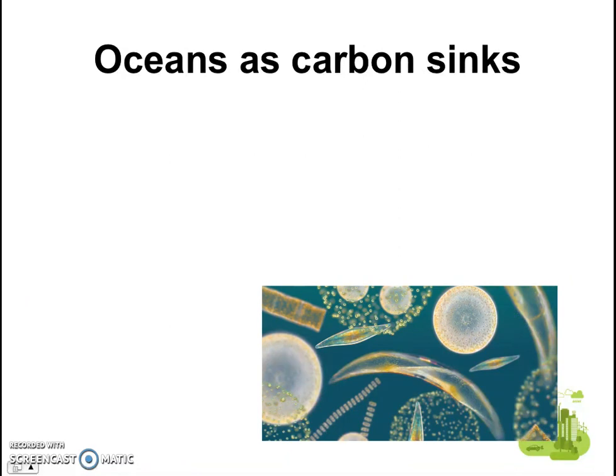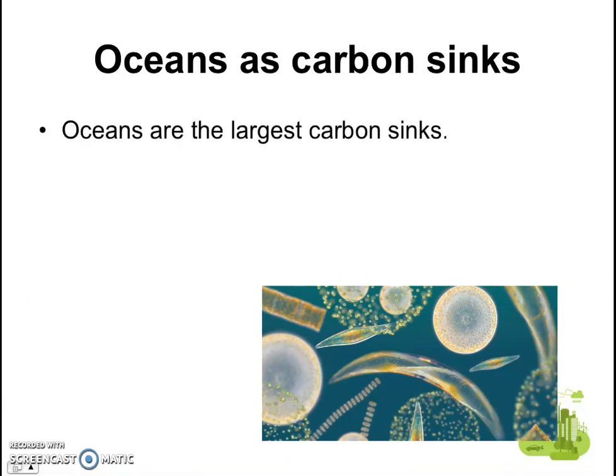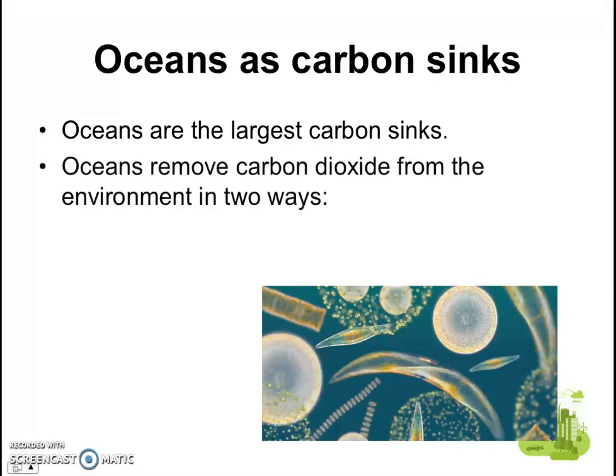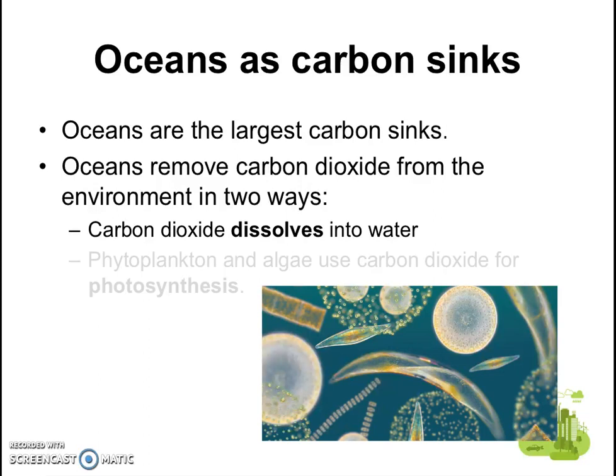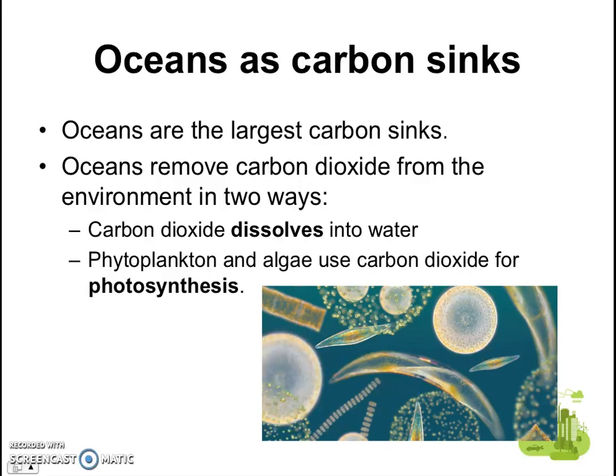Okay, so let's talk about our oceans. They are actually our largest carbon sink because they cover a great majority of Earth's surface area. And oceans remove carbon dioxide from the atmosphere in two main ways. Right? Firstly, carbon dioxide is able to dissolve into the ocean. So the fact that it dissolves inside becomes stored in the ocean. And secondly, photosynthetic producers will absorb carbon dioxide through the process of photosynthesis.